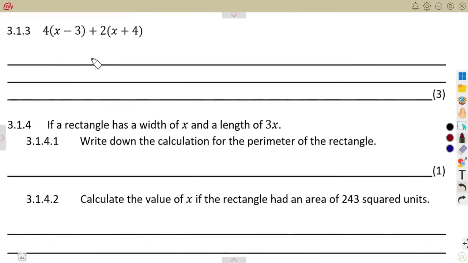3.13. We have to simplify. What is it that you're supposed to simplify here? If you consider there are brackets, so definitely you have to expand.